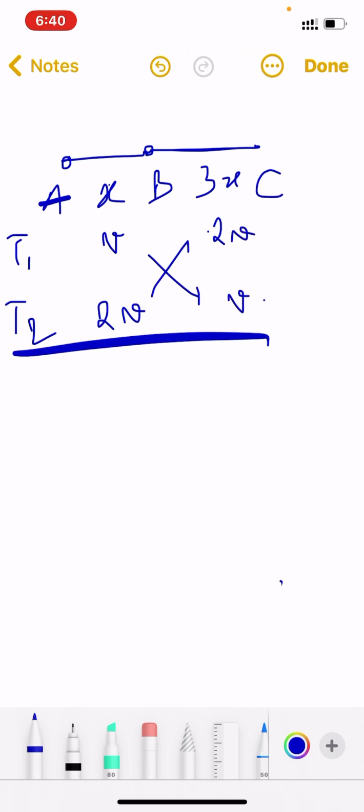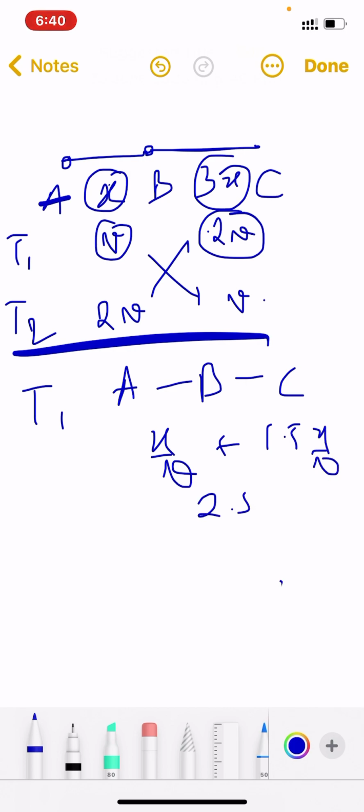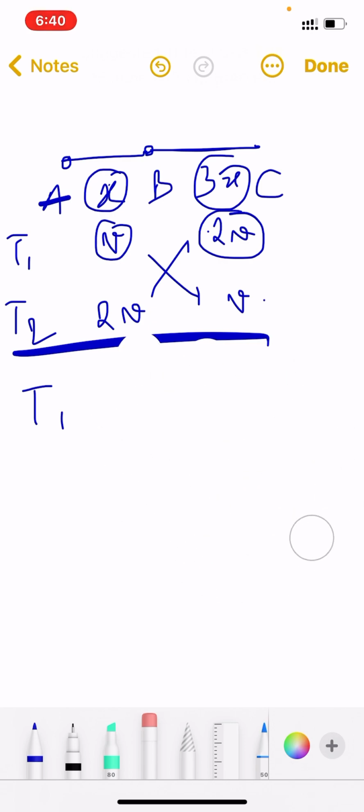Now for t1, when we calculate, the total time taken will be from A to B then B to C. For train 1, A to B time: distance is x and speed is v, so x by v, and from B to C distance is 3x, speed is 2v, so this will basically be 1.5 x by v. So this can be written as 2.5 x by v. Now for train 2, we can write 2.5 x by v for train 1.